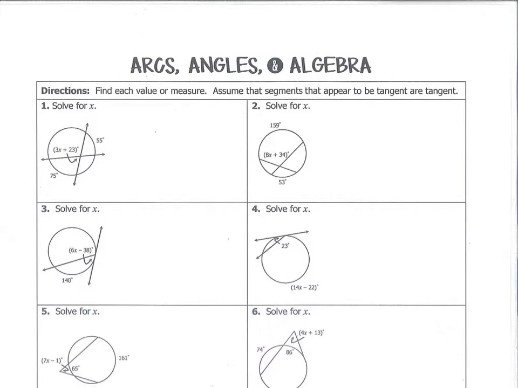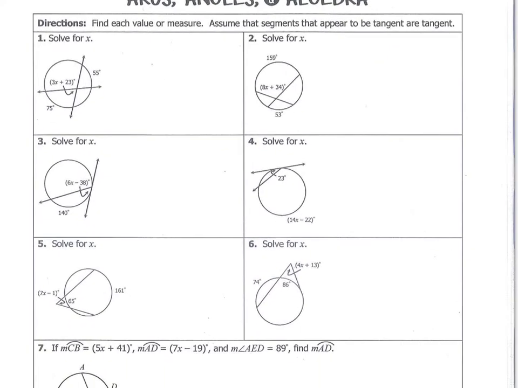So now we have some expressions. These are a little bit more difficult, and you've got them mixed up. You've got two secants intersecting inside the circle mixed up with a secant and a tangent intersecting on the circle, mixed up with all of your different intersecting tangents outside the circle. So let's just start with question 1.